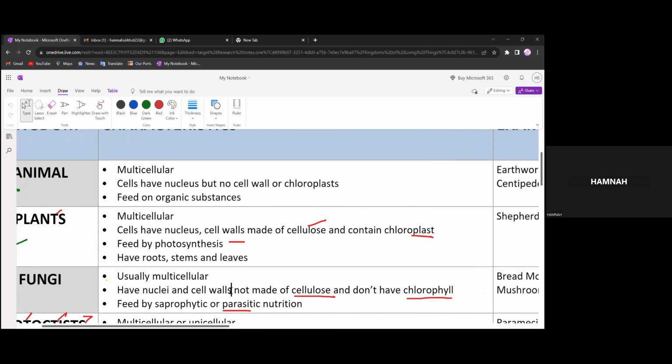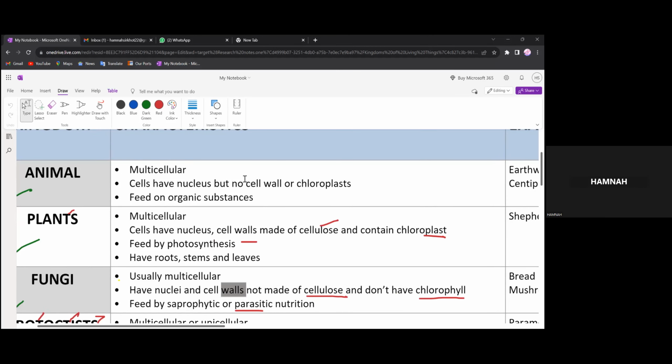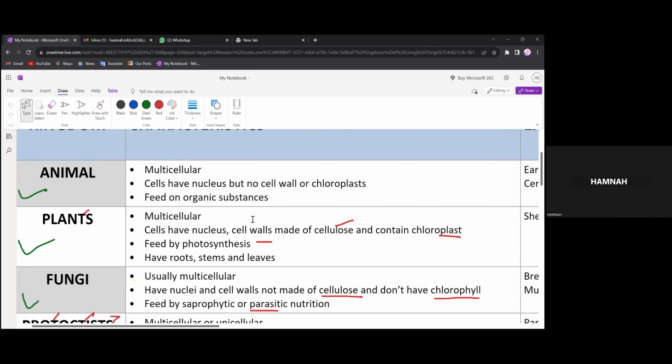So it's like a plant, so it would have cell walls. Like animal cells don't have a cell wall, right? No cell wall. But fungi, like a mushroom, has a cell wall because it grows from the ground. But it does not have cellulose or chlorophyll like a plant has. Any plant would have chlorophyll or cellulose.